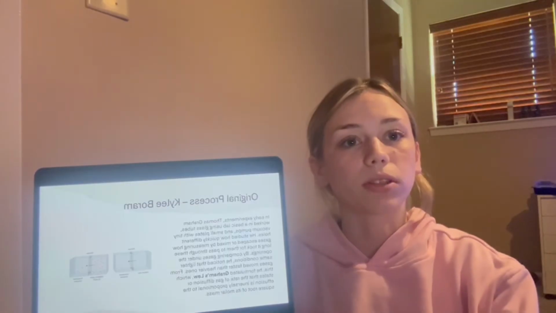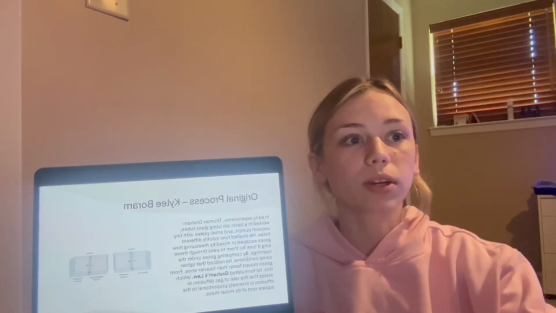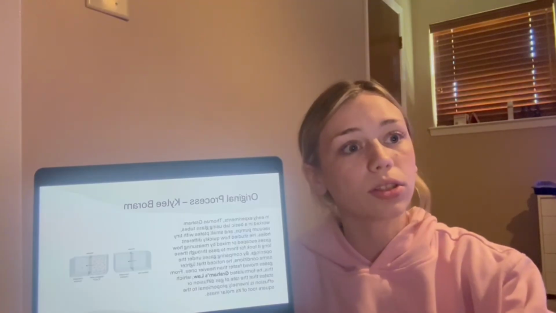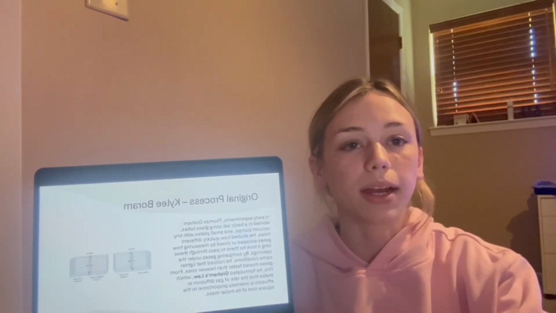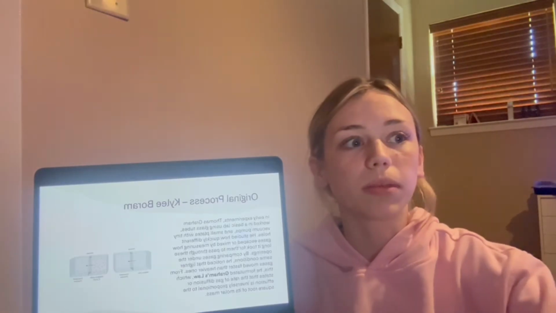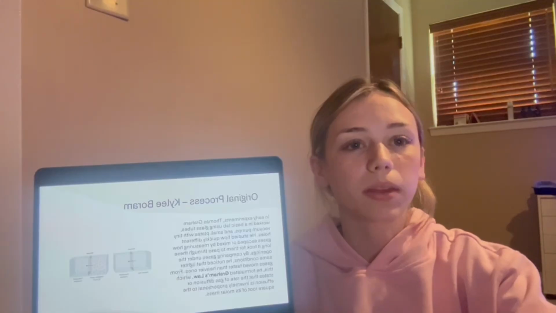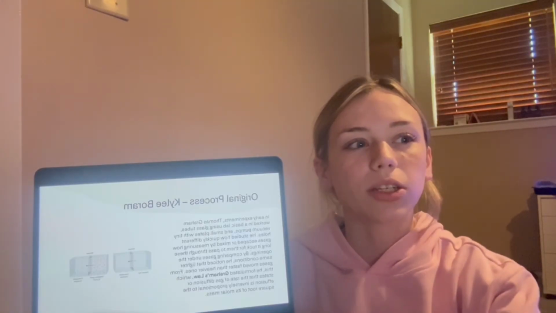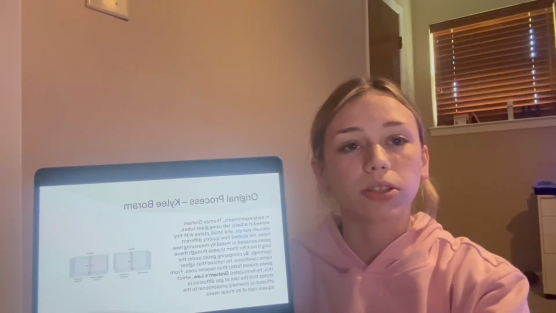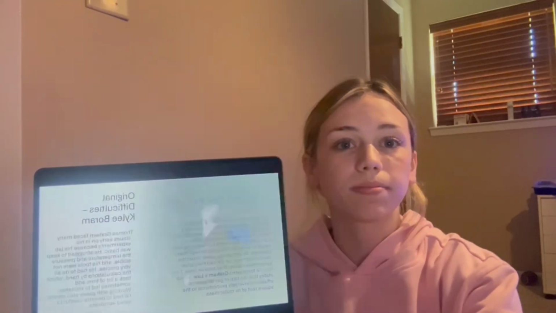And this is my part of the slideshow, starting with the original process. In early experiments, Thomas Graham worked in a basic lab using glass tubes, vacuum pumps, and small plates with tiny holes. He studied how quickly different gases escaped or mixed by measuring how long it took for them to pass through these openings. By comparing gases under the same conditions, he noticed that lighter gases move faster than heavier ones, from which he formulated Graham's Law.